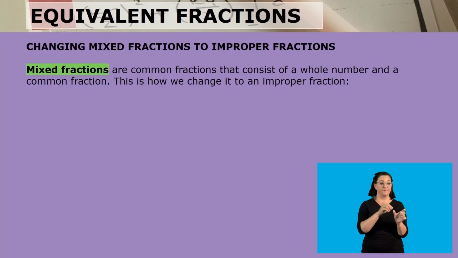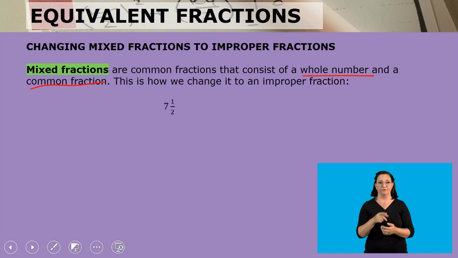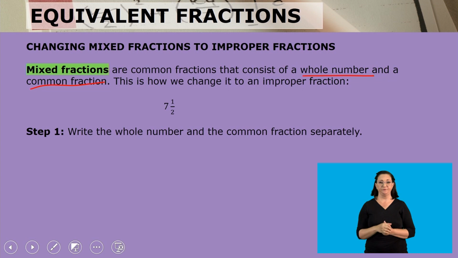So, if we have the mixed fraction, how do we move from the mixed fraction back to the improper fraction? Again, let's repeat, the mixed fractions are common fractions that consist of a whole number and a common fraction. And this is how we would take that 7 wholes with that 1 half, and change it back to that improper fraction. Step 1, we write the whole number and the common fraction separately. So that would be 7 plus 1 half. So it's still 7 wholes and 1 half.